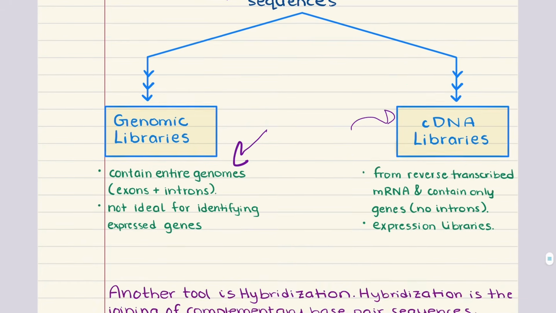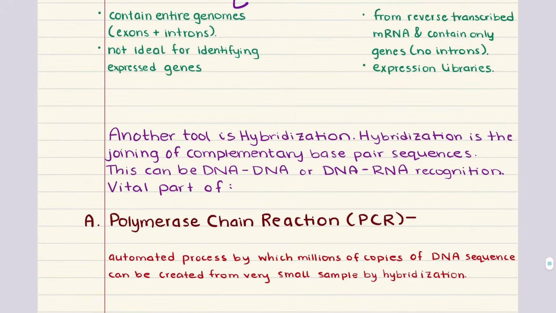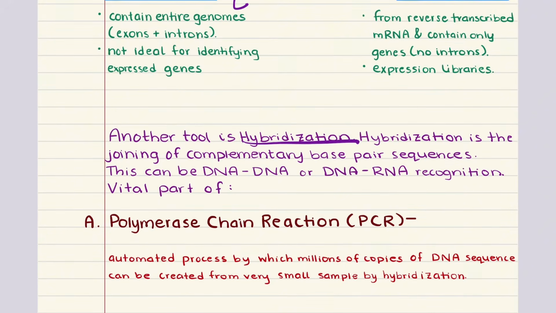Now, another tool that's often used by researchers is called hybridization. Hybridization is the pairing of complementary nucleic acid strands, and it can occur between DNA and DNA or DNA and RNA strands. And it's essential in many molecular biology techniques. Now, with that being said, I want to discuss polymerase chain reaction, gel electrophoresis, southern blotting, and DNA sequencing. Let's start with polymerase chain reaction, or PCR.